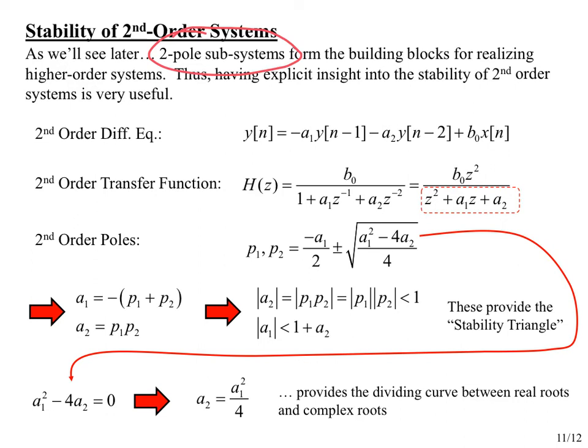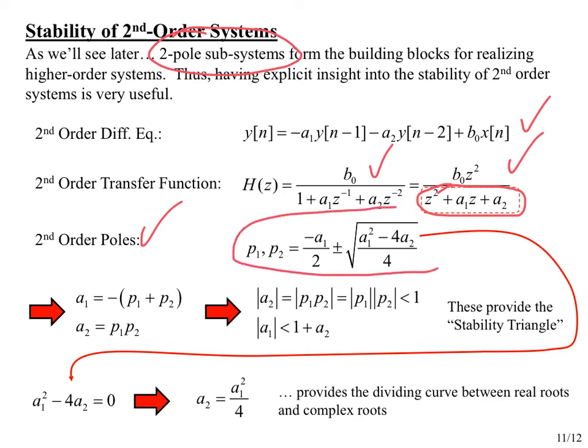So we start with a second order difference equation. We get the transfer function in terms of Z inverse. We convert it into the Z form of the transfer function, and then we find the poles. So we're basically finding the roots of that polynomial. We apply the quadratic formula to find these second order poles, and here's the result of applying the quadratic formula.